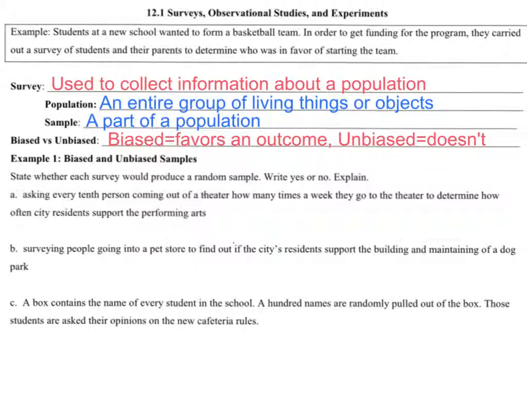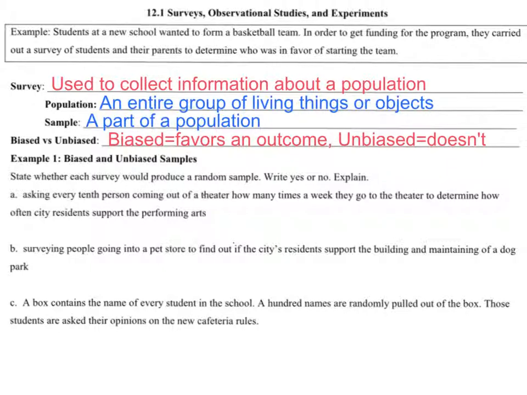Now we can have a biased survey or an unbiased survey. A biased survey is when it favors an outcome, and unbiased is where there isn't one outcome that's more likely to get chosen than the other. So we're going to look at example 1, and we're going to determine if they're biased or unbiased. I'm going to write if they're biased or unbiased next to them as we go over them. This actually says to explain. I'm not going to write the explanation, I'm just going to tell you why that is, because there's not a whole lot of room for me to be writing all of that down. We're going to state whether the survey is producing a random sample. We're going to write yes or no, and like I said, we're going to talk about it.